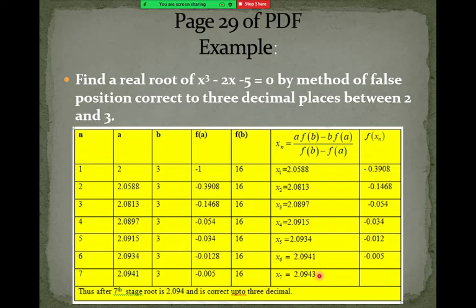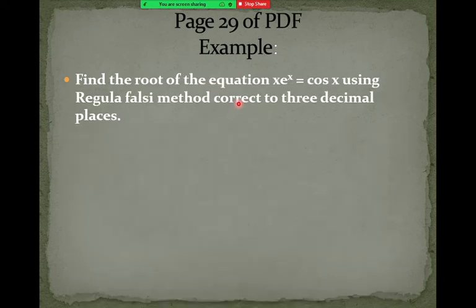So this way you have to complete the table. Now one more question I will show you. In the last session we just saw the algebraic function, that is a polynomial function. But let me see an example on a transcendental equation. So here is the second example. The question is, find the root of the equation x e raised to x equal to cos x using the regula falsi method, correct up to 3 decimal places.